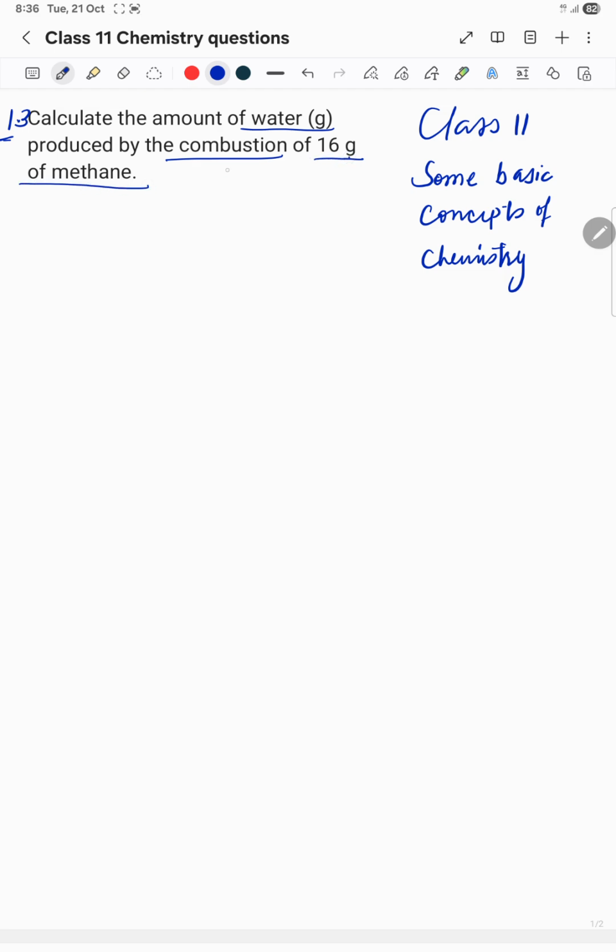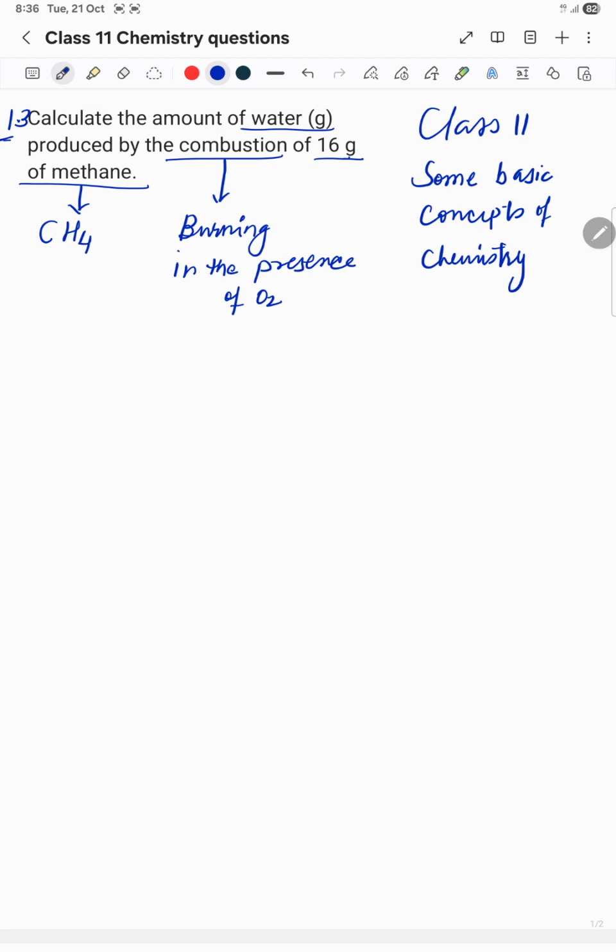Before starting this question, we should know a few things. First of all, what is combustion? Over here, we are saying that combustion is burning, but it should be in the presence of oxygen. Next thing we should know is the formula of methane. Methane is CH4.